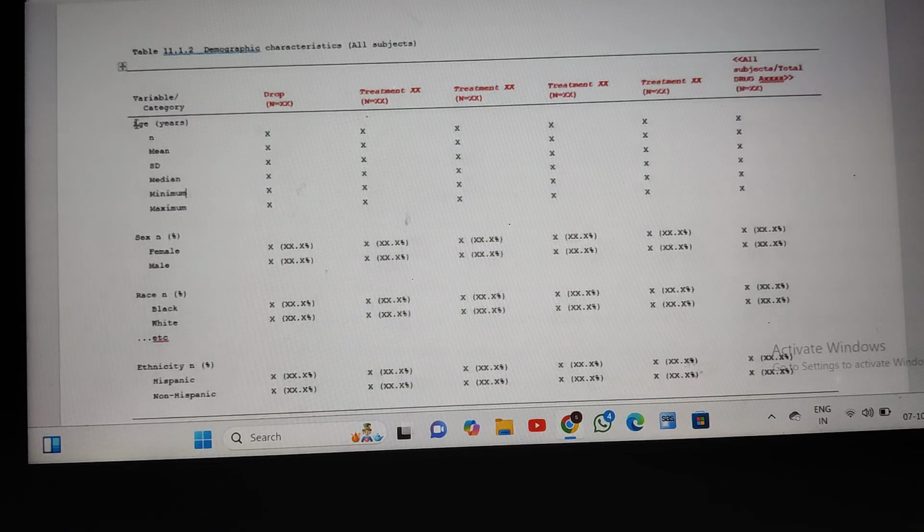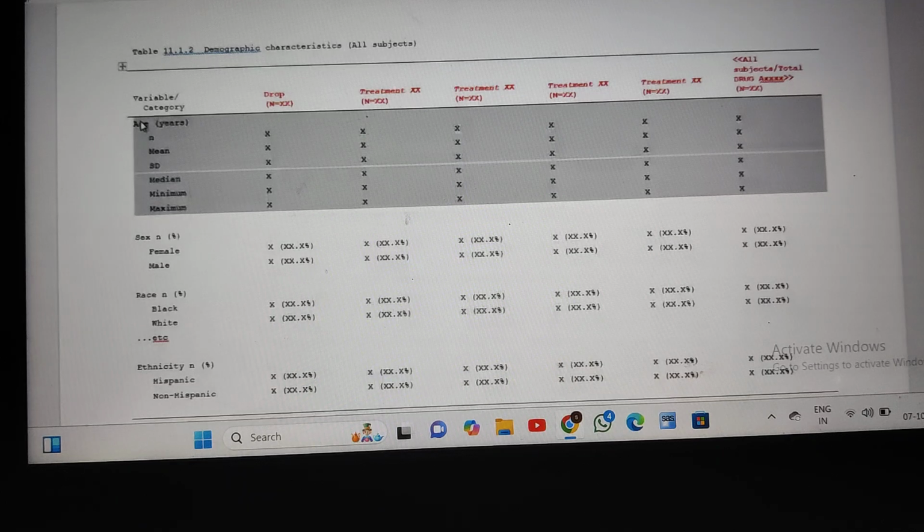So for example, in the study we'll have 100 subjects. Out of 100, let's assume we consider these 4 treatments, with 25, 25, 25, 25. So what is the n? N is nothing but the non-missing values. How many subjects have the age present? Out of 25, if every subject has the age, then we'll get 25 here. If one subject's age is missing, then you will get 24 here, and one will be missing.